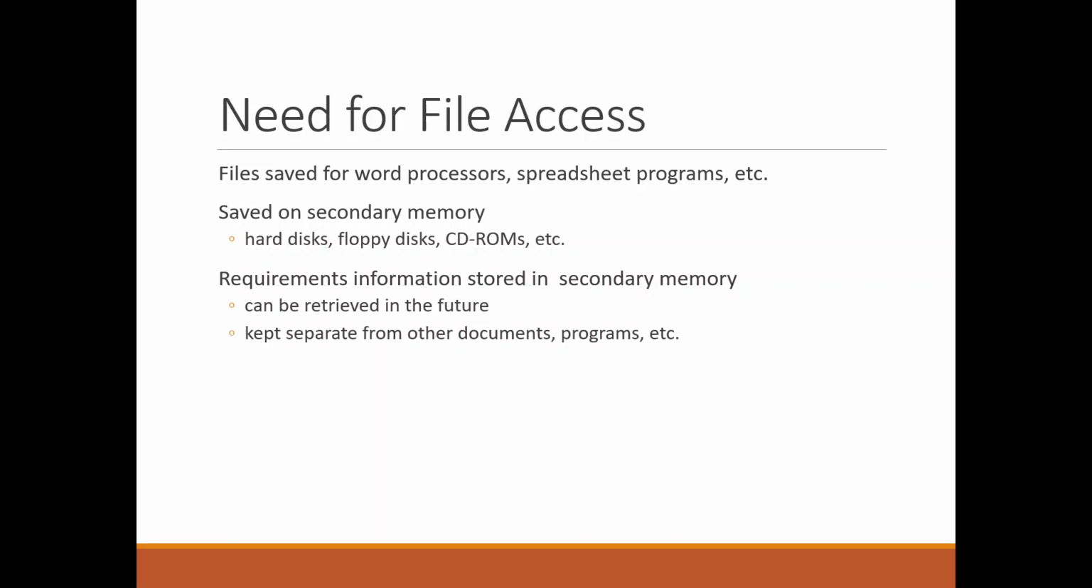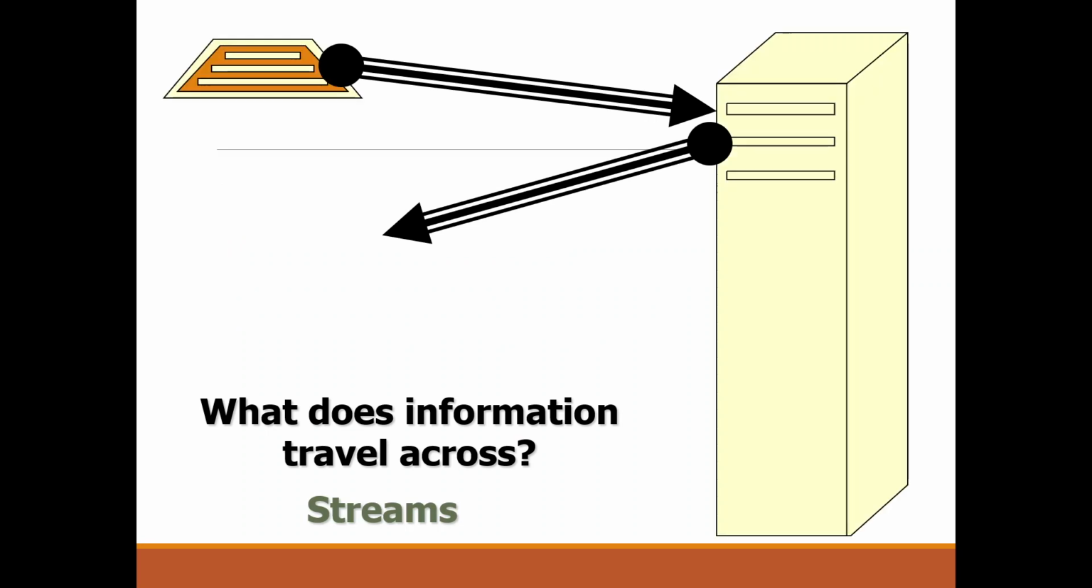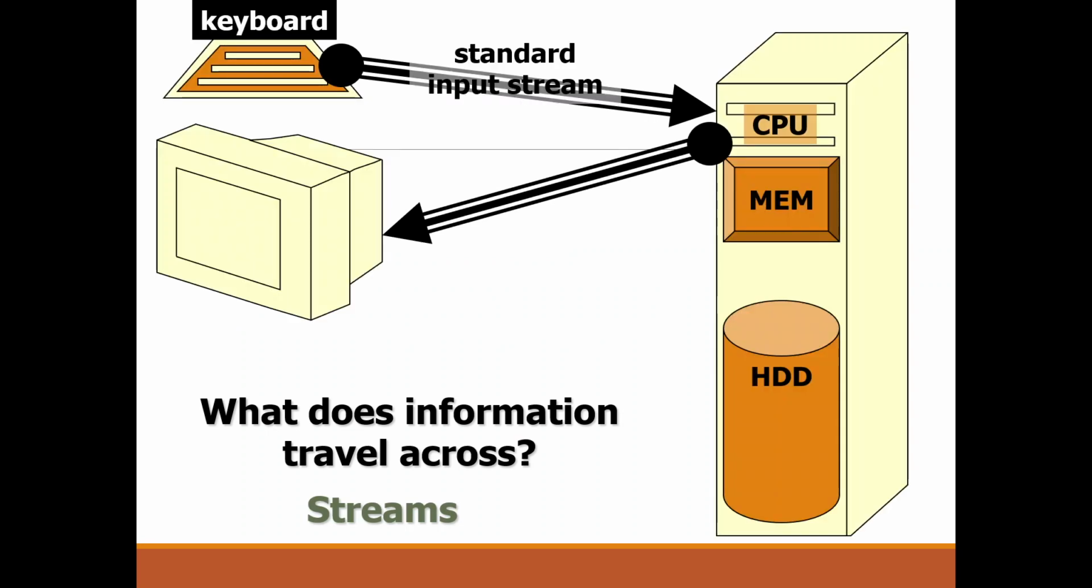Now, what is the requirement when we say information is stored in secondary memory? The basic purpose achieved here is that you can retrieve the data in the future as and when required, and this can be kept separate from your other documents and programs. So you can store the output of your program. Now let's understand this with one simple diagram.